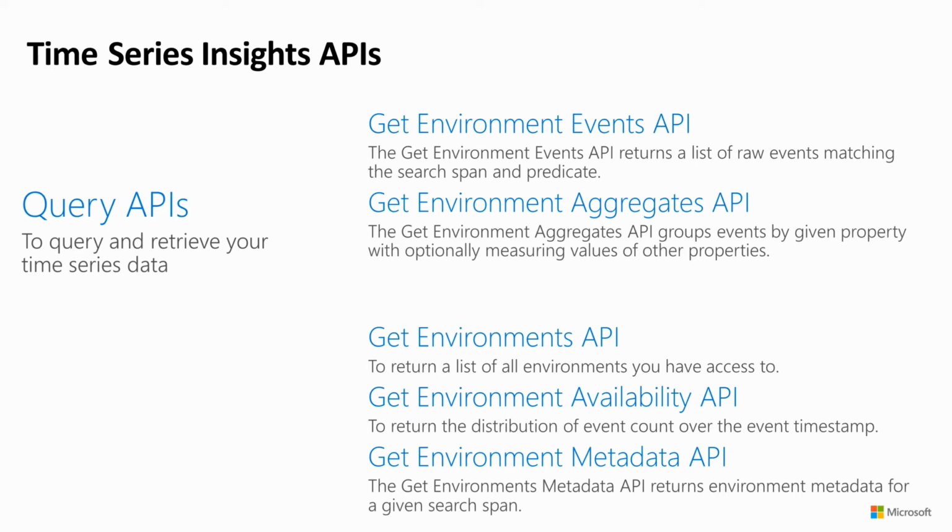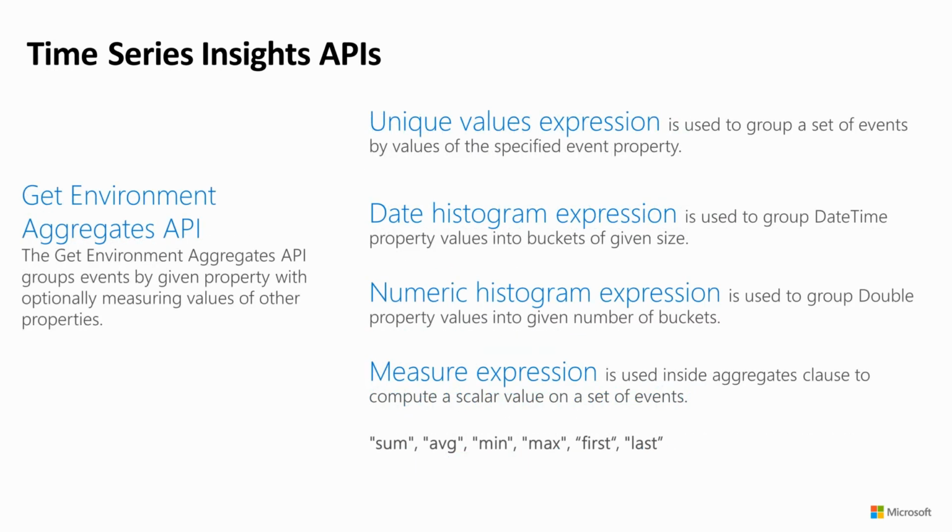getting a distribution of event counts over an event timestamp, and finally to get metadata associated with a given search span. Now, of these APIs, the /aggregates is probably the one that most of our customers use on a frequent basis. And so with that in mind, I wanted to spend a minute talking about some of the syntax associated with this API.